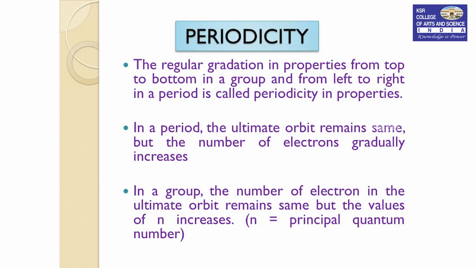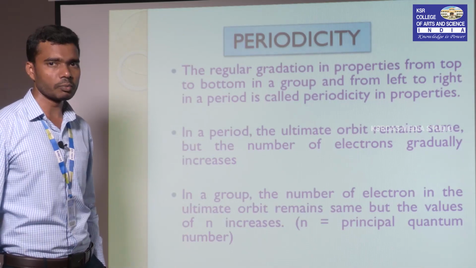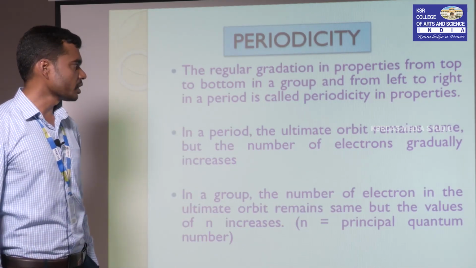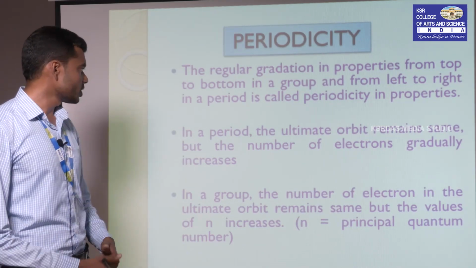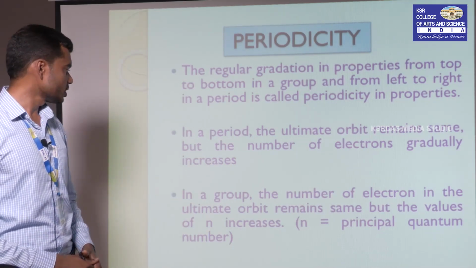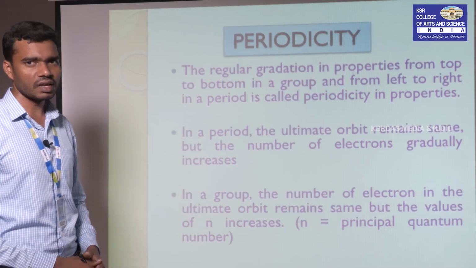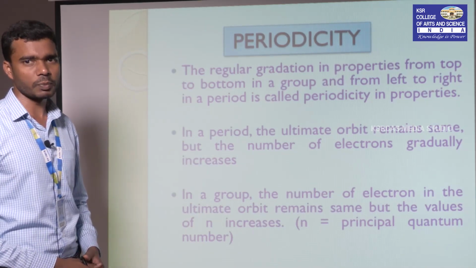So the next one, periodicity. Periodicity means the regular gradation in properties from top to bottom in a group and from left to right in a period. In a period, the ultimate orbit remains the same, but the number of electrons gradually increases. In a group, the number of electrons in the ultimate orbit remains the same, but the value of n increases. Here n denotes the principal quantum number.